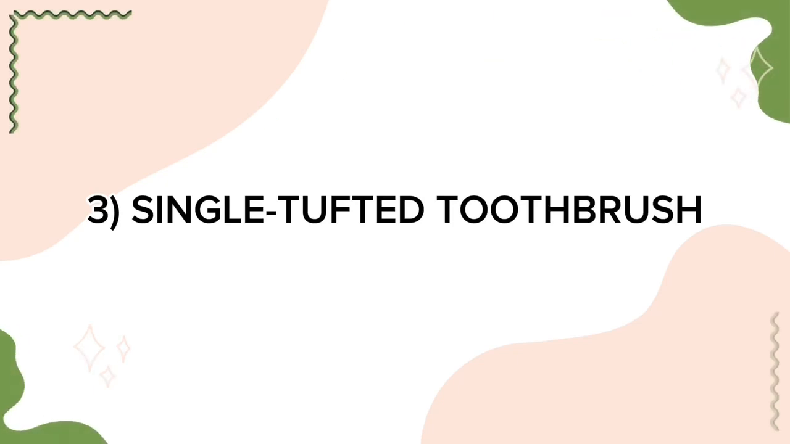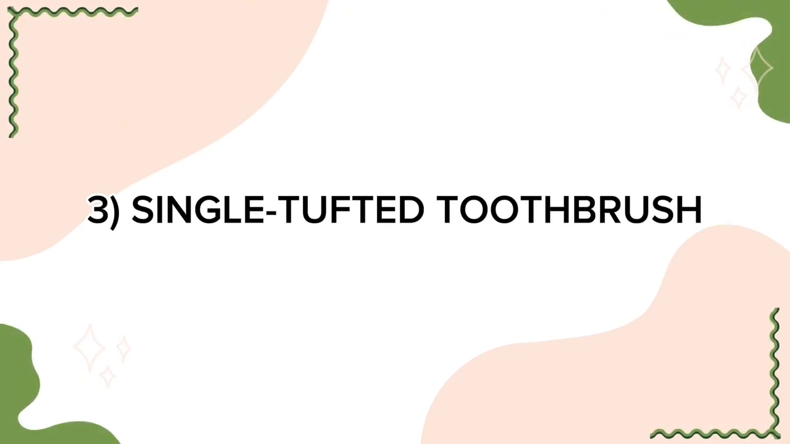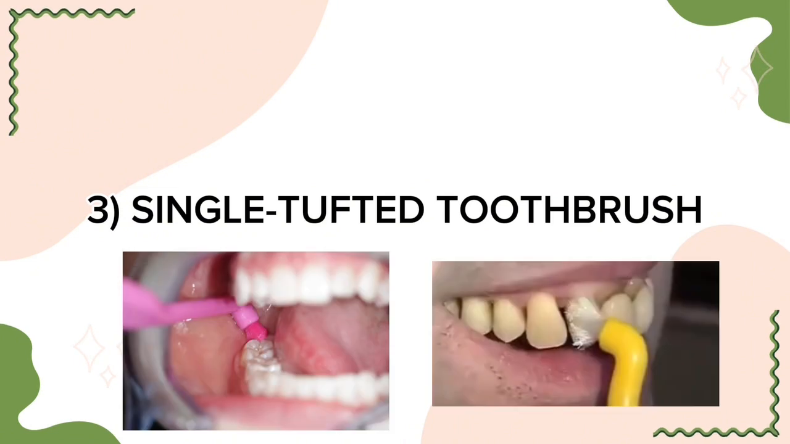The third method for interdental cleaning, we can use single-tufted toothbrush. The brushing technique is similar to the toothbrushing technique, but this toothbrush should be focusing more on specific areas such as interproximal spaces, furcation area, and any part that is difficult to be reached with a regular toothbrush.